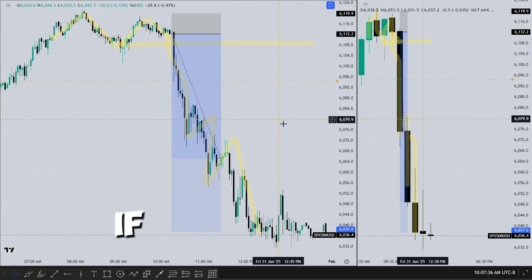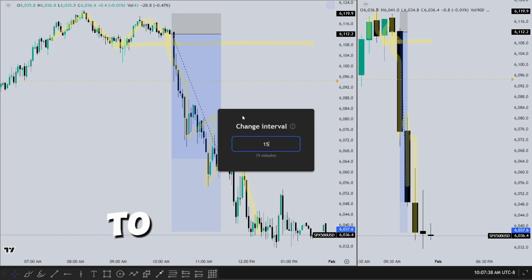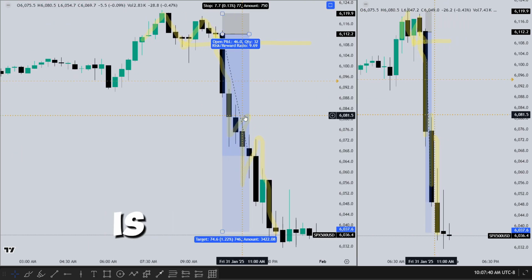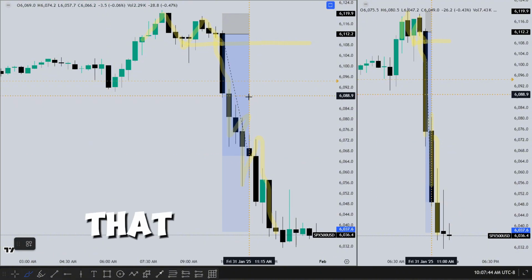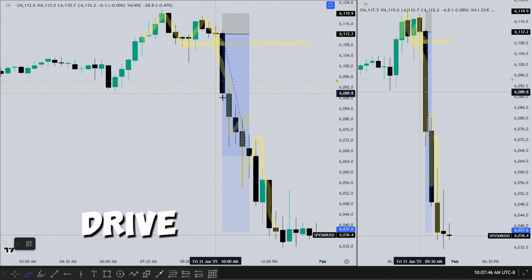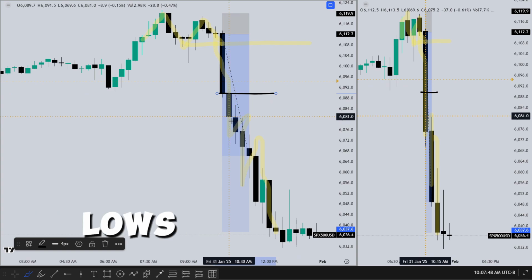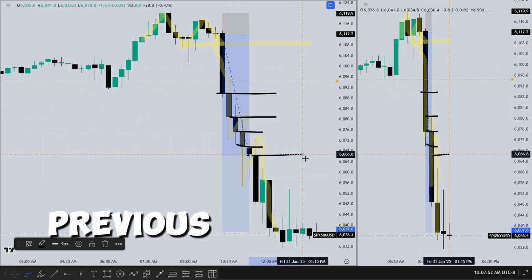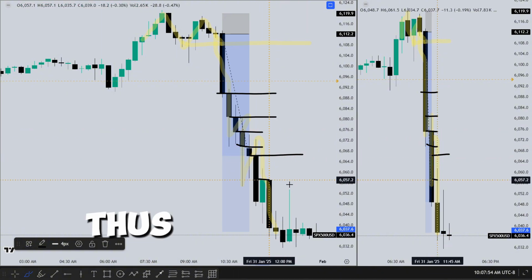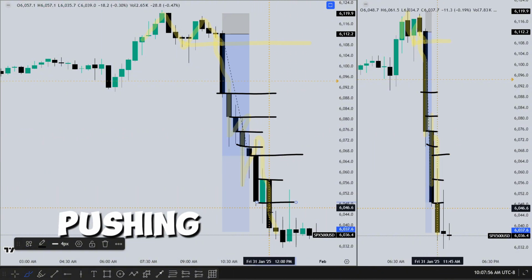If you want to rely on the lower time frames to actually manage a trade, that is totally fine. That's what I like to do. If you focus on that, you can see we had a clean 15-minute drive lower, respected the lows. Never once did we make a high above the previous 15-minute candle, thus reinforcing that we would continue pushing lower.